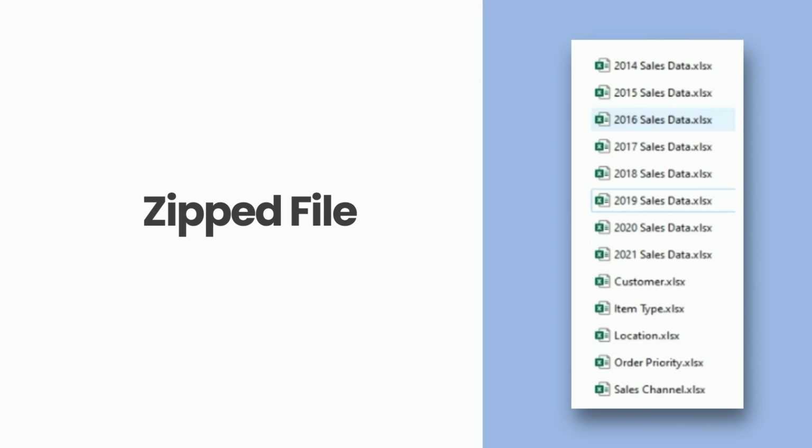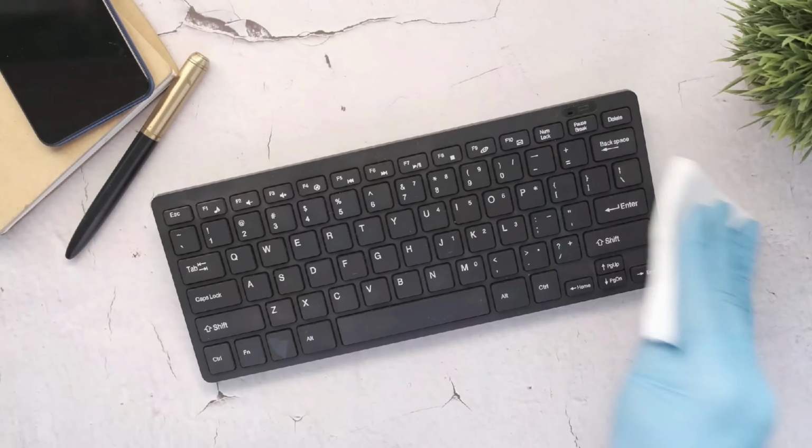In this tutorial, you will use a zip file that contains data related to yearly sales data, customer, item type, location, order priority, and sales channel. You will see all this data in a zip folder. Now let us clean and organize the data.